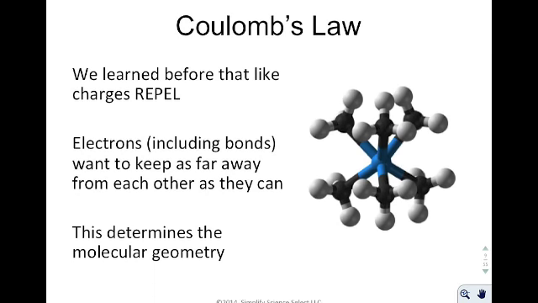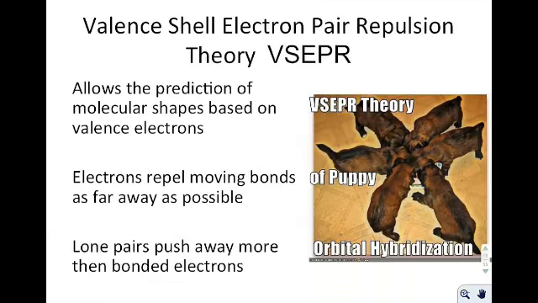Coulomb's law. We've already learned that like charges repel, so electrons want to move as far away from each other as possible, and that determines what we call the molecular geometry. So we use valence shell electron pair repulsion theory, or VSEPR, to predict a molecule's shape based on the valence electrons and the bonds that are there.